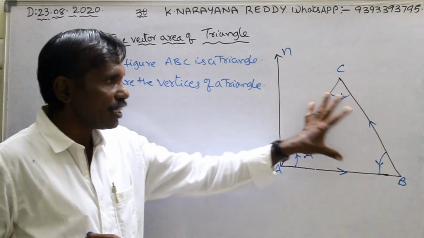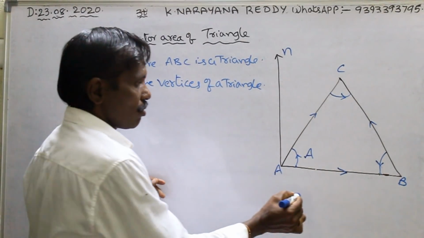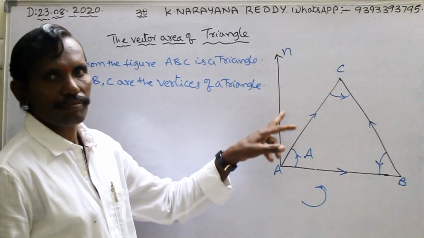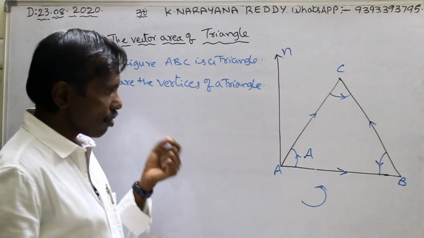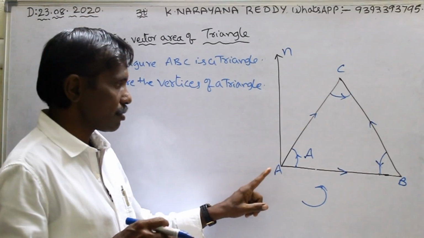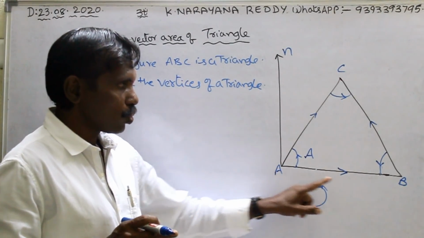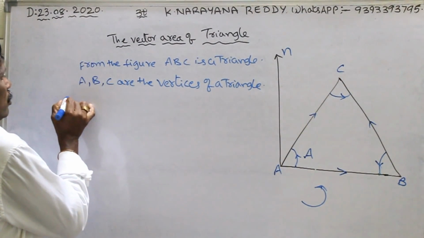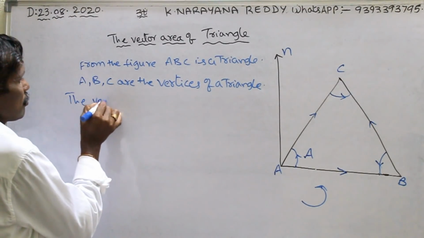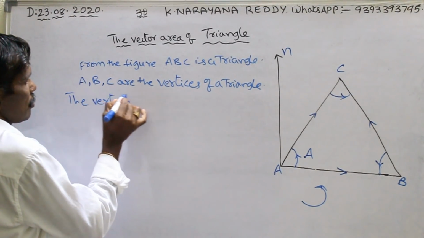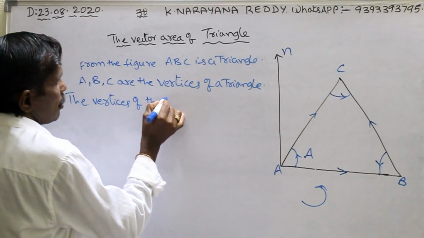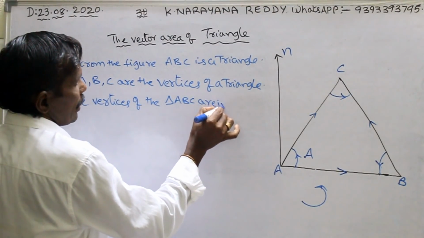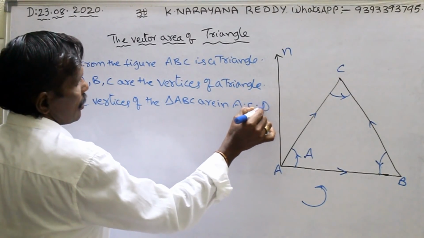Now, what is the direction of the triangle? This is the anticlockwise direction. Starting from A, let us take the starting point as A, it goes through B, goes through C and comes back. That is a closed triangle. The vertices of the triangle ABC are in anticlockwise direction.